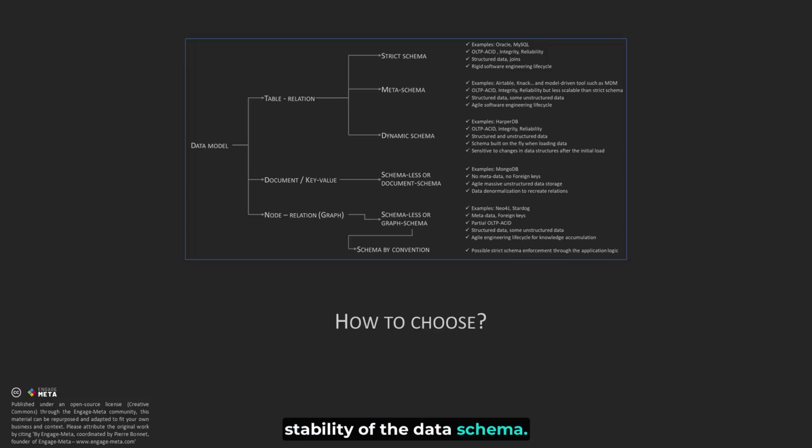For projects in the startup phase, a meta-schema approach is recommended to ensure the agility of the development process. For ontology management, the graph schema style is the best to be able to quickly absorb knowledge. Finally, for mass storage of unstructured information with few links between them and in read-only mode, NoSQL with the document schema style is interesting.